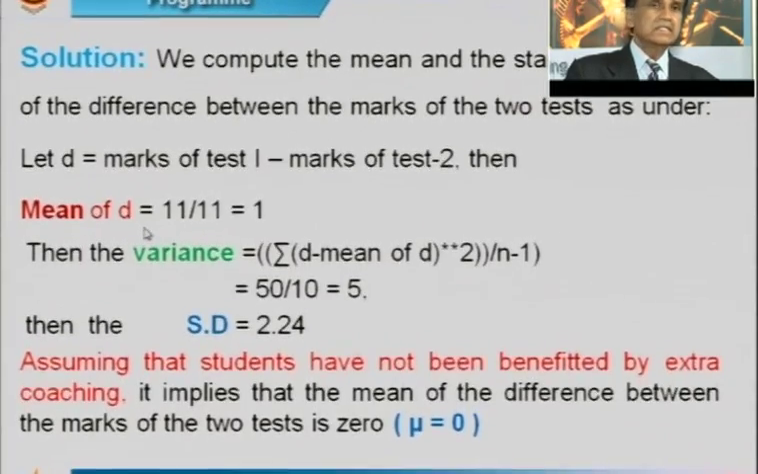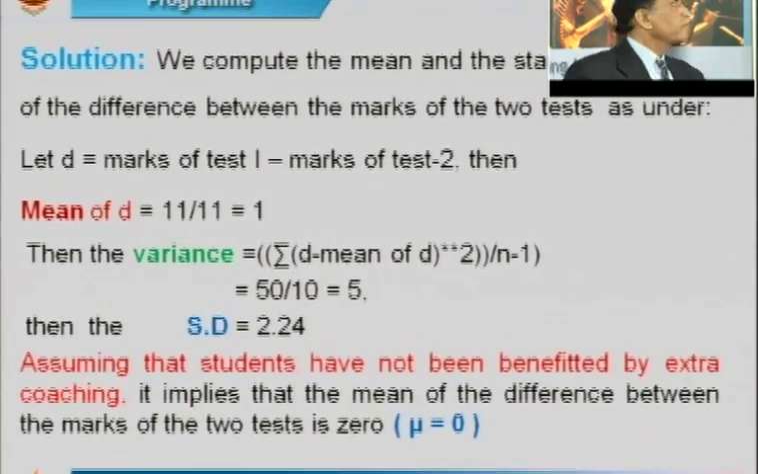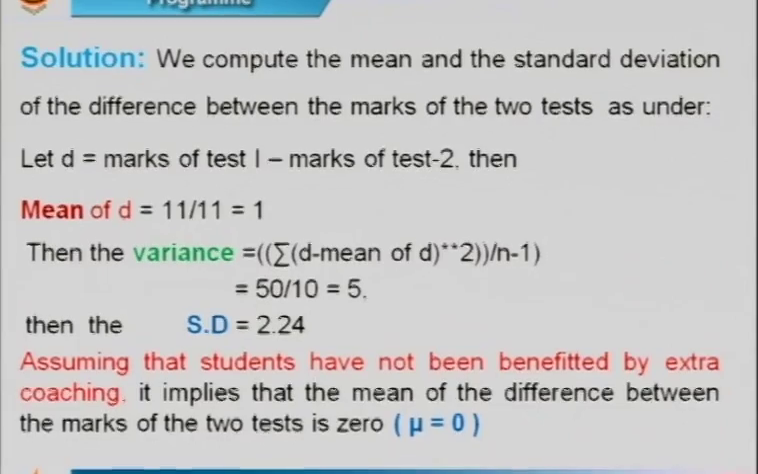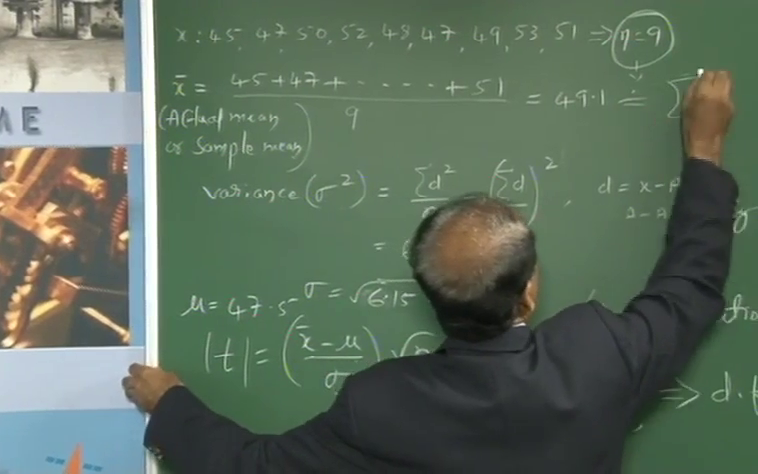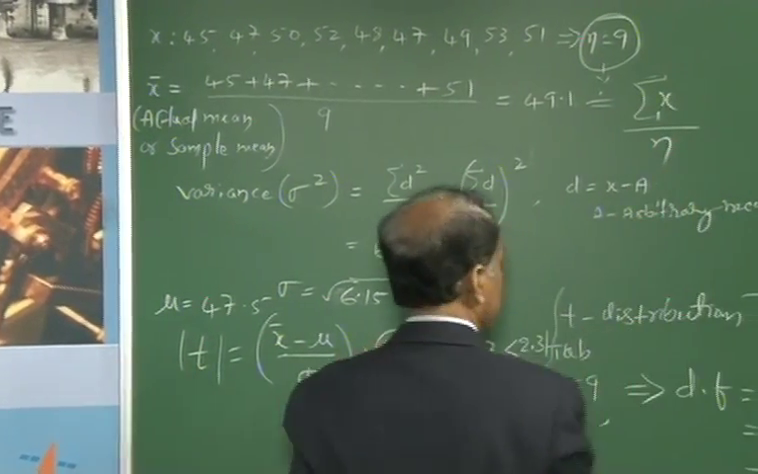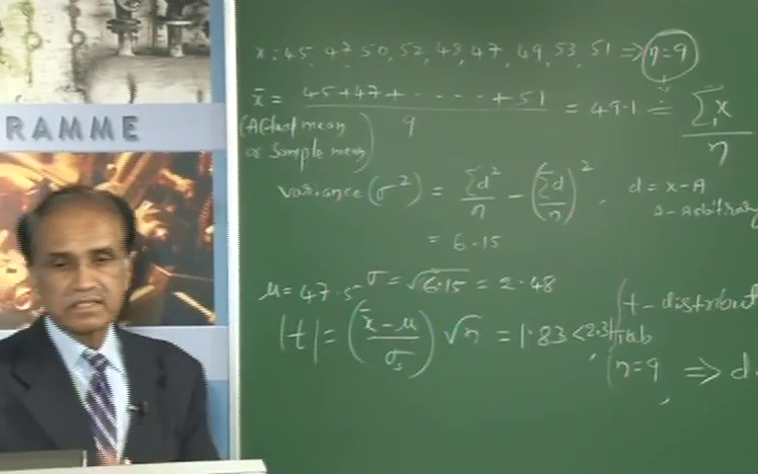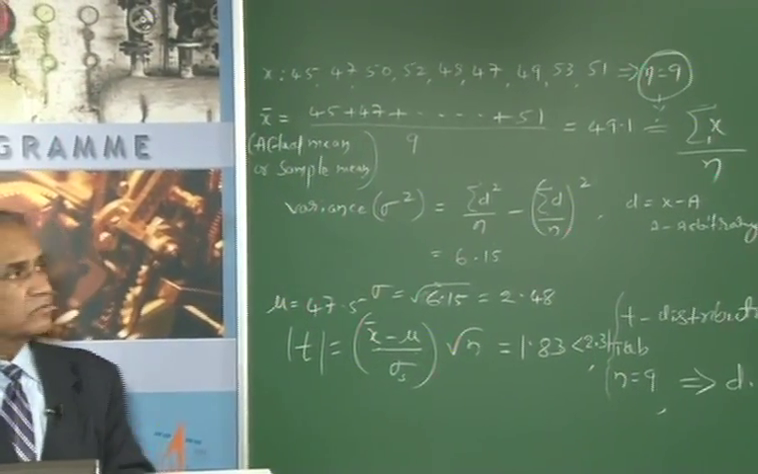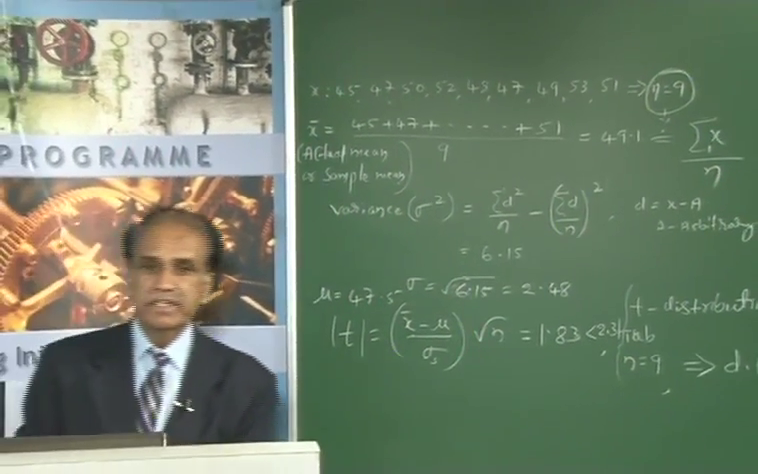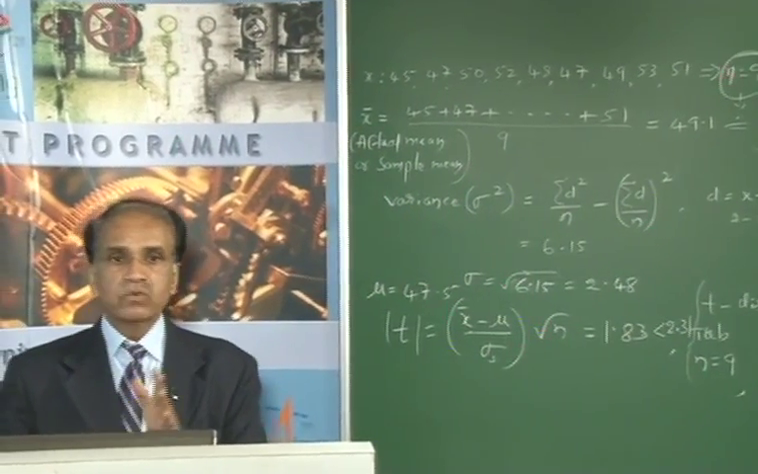What is this d you are getting? Sum of all the values divided by n, that is sigma of x. This x bar is nothing but sigma of x divided by n. So n is 11 and sigma of x is also 11, then you are getting 1.